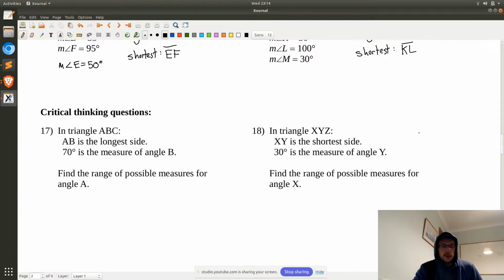In triangle ABC, AB is the longest side, 70 degrees is the measure of angle B. Find the range of possible measures for angle A. So this means that AC, oh no it doesn't. Interesting. Oh, the range of possible measures for angle A. Okay, that's absolutely fine.